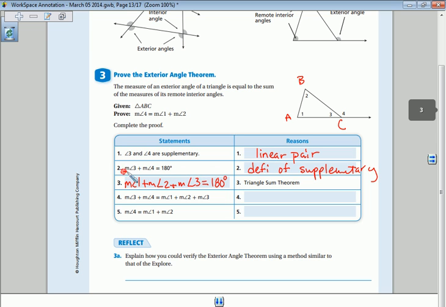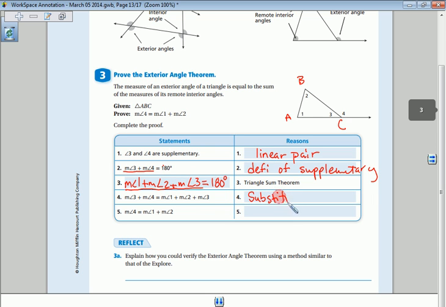Okay, now do you see that this statement equals 180, and this statement also equals 180? So could I plug this in right here for 180, because this is equivalent to 180? Yes. We can plug this in for 180, and then we get this fourth line. What did I use to do that? Substitution.